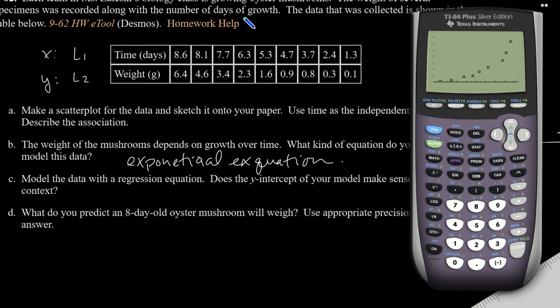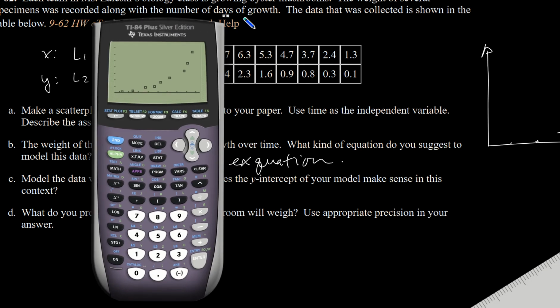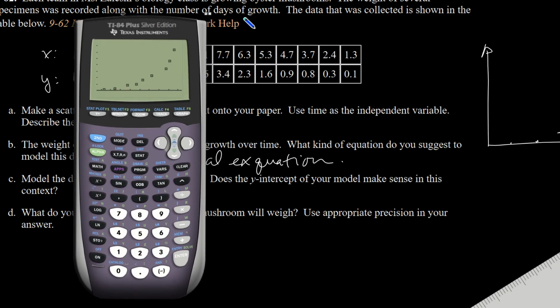Model the data with a regression equation. Notice it doesn't say least squares regression line. It says a regression equation. Does the y-intercept of your model make sense in this context? Okay, so let's take a look at that. Let's go ahead and find the line that fits. So I'm going to hit stats, go over to calc, and go down to exponential, not logarithm, there we go. So I'm going to do 0, and I go down, and there we go.